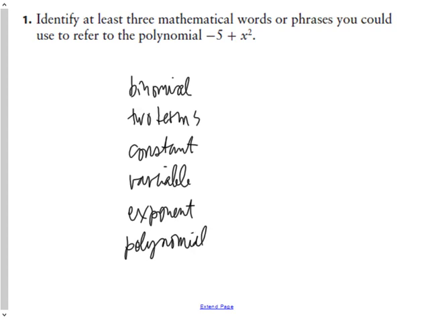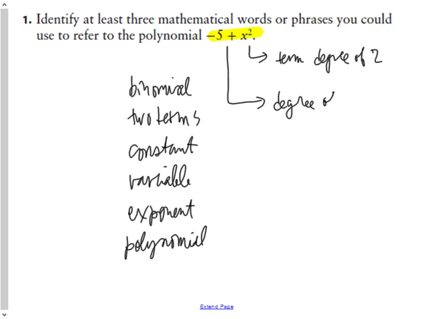And that the term has a degree of 2. And the entire polynomial, or the entire binomial, also has a degree of 2. Because with polynomials, whether it has 1 term, 2 terms, 10 terms, the degree of the entire polynomial is defined by the degree of that polynomial's highest term. So in this case, the exponent of 2 defines the degree, and therefore it is a degree of 2.